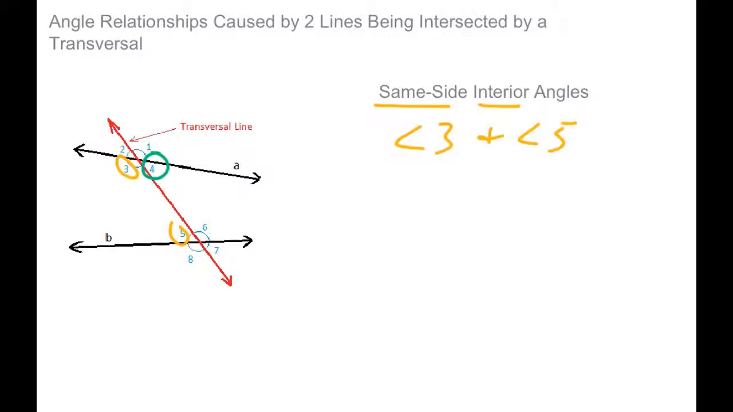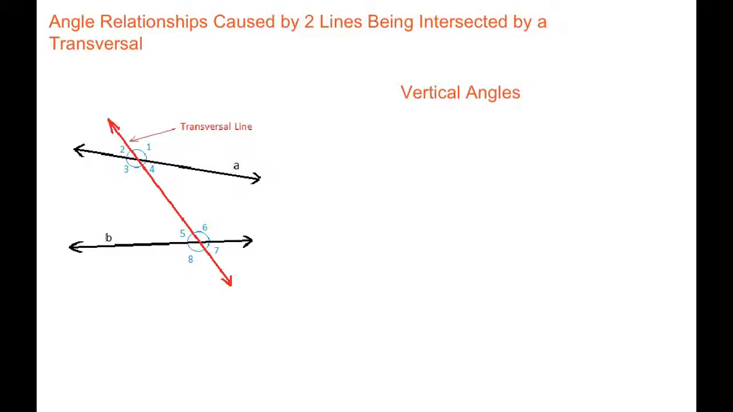And then angle 4 and angle 6. They're both on the right side of the transversal, and they're both interior. All right, same side interior, you get 2 pairs. All right, now we have vertical angles. Vertical angles, I like to think of as the angles that are across from each other. So if I'm looking at angle 2, if I go directly across, it takes me to angle 4. They're vertical. If I look at angle 1, I go directly across, that's angle 3.